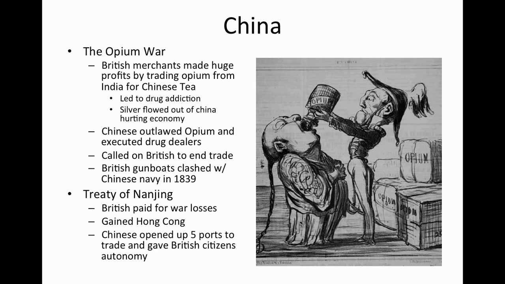Eventually, the Chinese would recognize this was a problem. They would outlaw the opium and execute drug dealers. And eventually, they called on England to end the trade. This led to the Opium Wars, where British gunboats and Chinese forces clashed. But it resulted pretty much in victory for the English. And that resulted in the Treaty of Nanjing, where not only did the British get paid for their war losses, they gained Hong Kong and 5 ports. So pretty much as a result of this Opium War, England had even more openings to China by 1839.